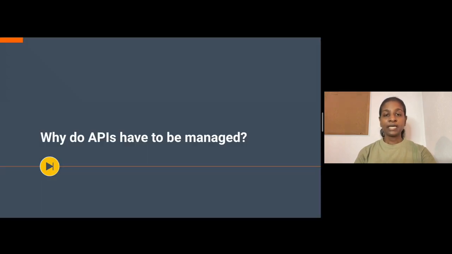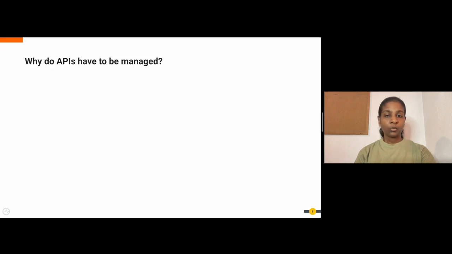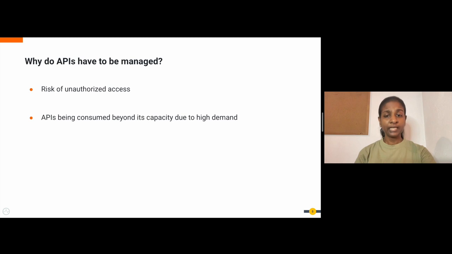So why do APIs have to be managed? When systems start consuming APIs, there are many important factors that should be taken into consideration. When your API is open to public or internal systems, there comes the risk of unauthorized access. There can be situations where your APIs are consumed beyond its capacity due to high demand. There can also be malicious attempts to disrupt your service.